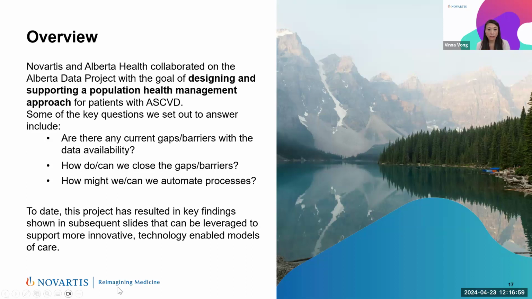And as we all know, Alberta is generating a wealth of healthcare data. But what is the quality of that data, and how can the system harness the power of that data for better planning, better care delivery, and an overall better patient experience?